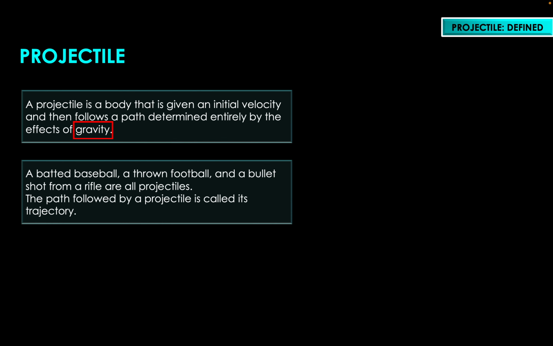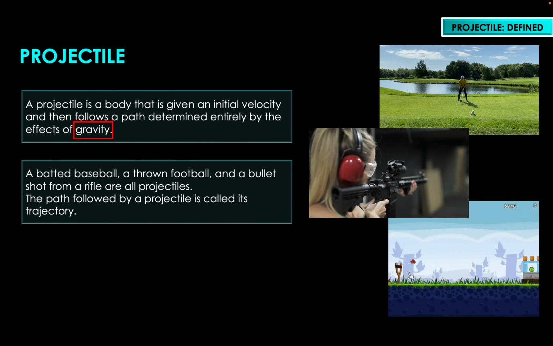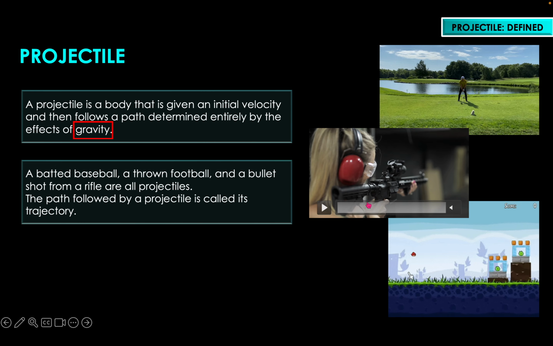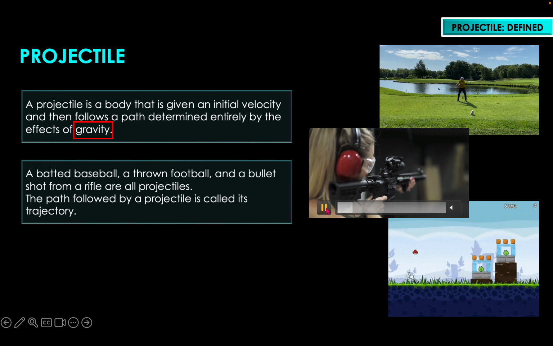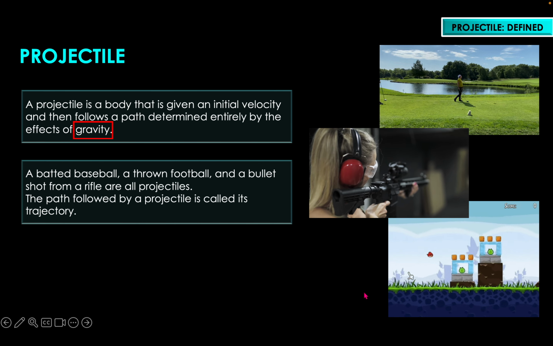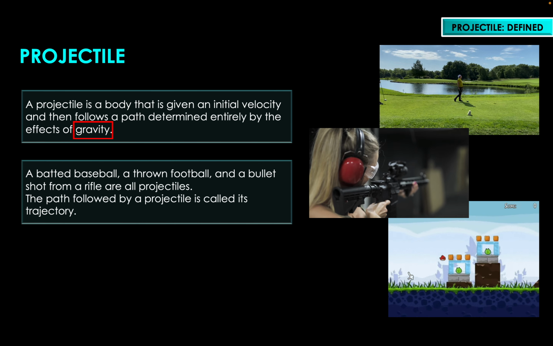Some examples of projectiles are a batted baseball, a thrown football, a bullet as well, and including some of the illustrations we have here. So we have a golf ball, even a bullet is considered a projectile. And even these Angry Birds, if you're still familiar with this old game, I used to play this one.